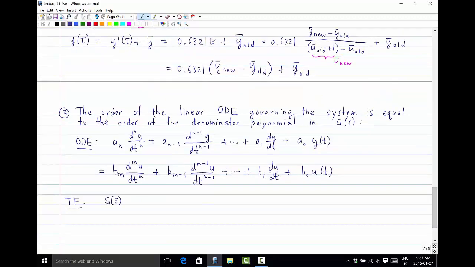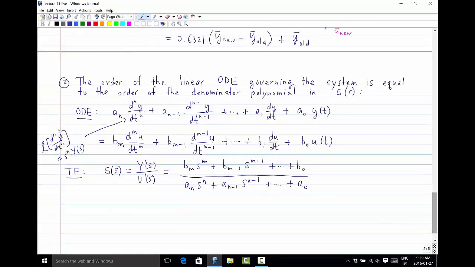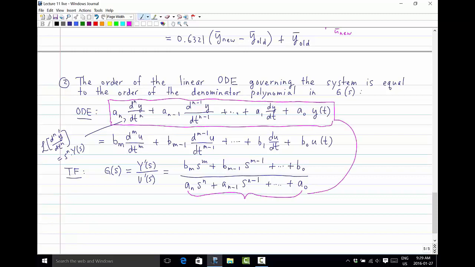In order for the transfer function to be proper, we must have the power of the y derivatives, which is n, greater than or equal to the power of the derivatives in u, which is m. When we write the transfer function, we have the powers of n on the bottom, the denominator, and the powers of m on the top, the numerator. If this transfer function is proper, then the system is known as a physically realizable system.